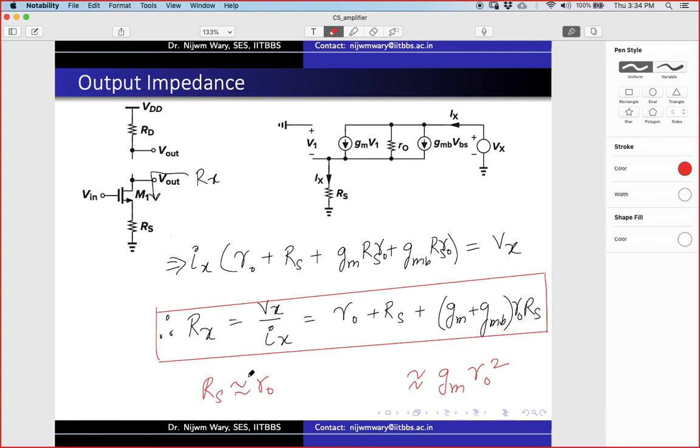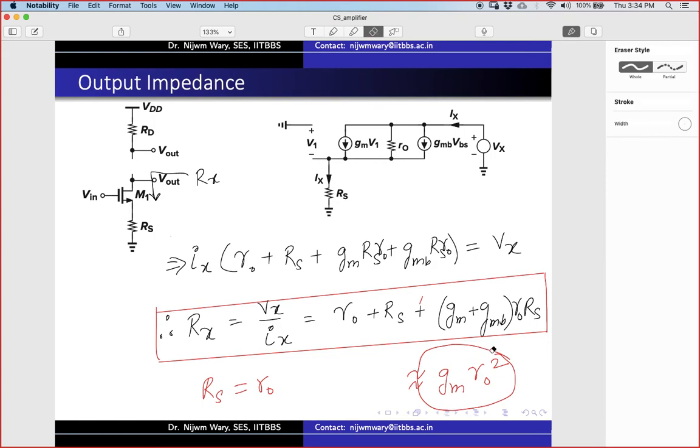If RS is equal to RO, if I can put this RS of the order RO, that's why it is RO square. We'll see in the later stage in the implementation that it is possible to make RS equal to RO. What I want to emphasize is that this impedance is very high because of this kind of expression. Product is there, not two resistances. That's my point.